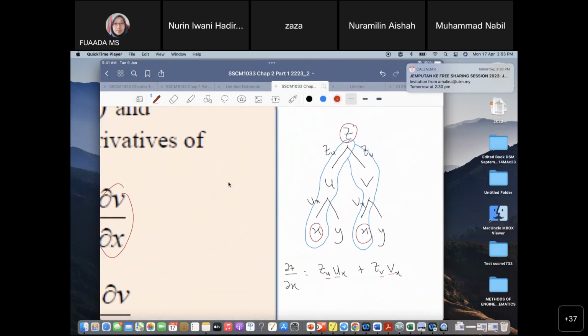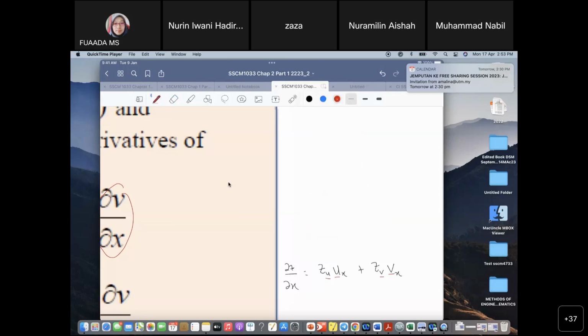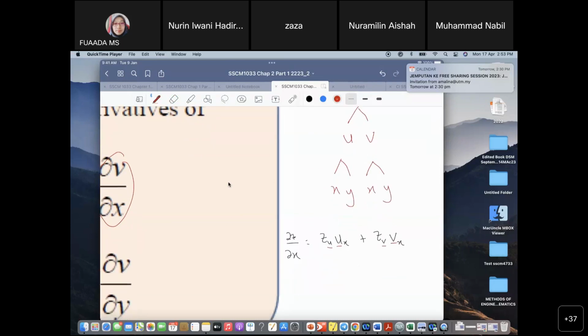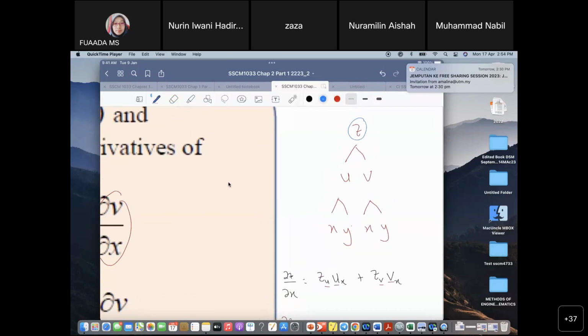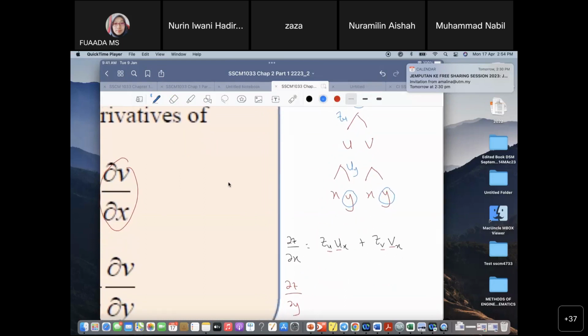kita tengok lagi. Okay. Habis dah. Saya tulis balik. Tengok nampak. Okay. Z, UV, XY. Okay, sekarang kita nak del Z, del Z, del Y. From Z to Y. From Z to Y, we got two roots here. Daripada Z ke U, we have ZU. From U to Y, we have UY. So, we have ZU, UY.